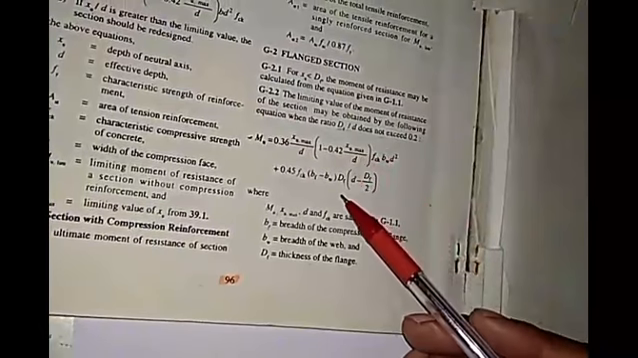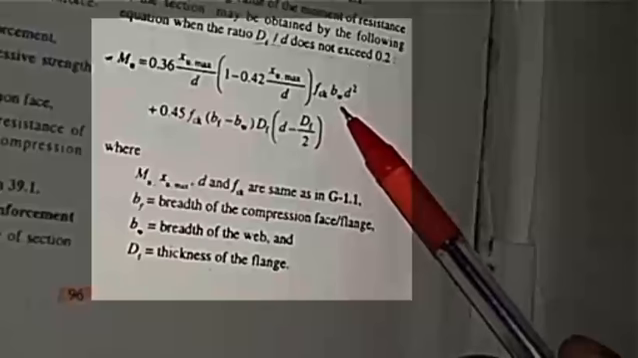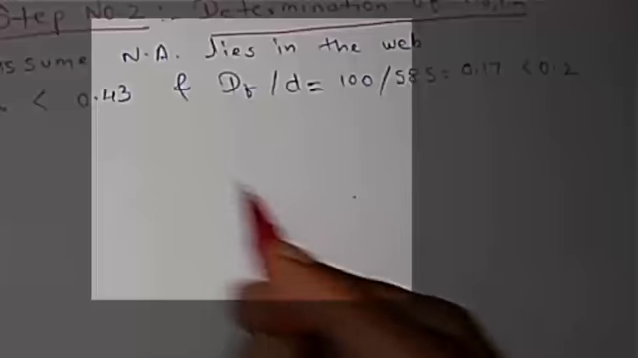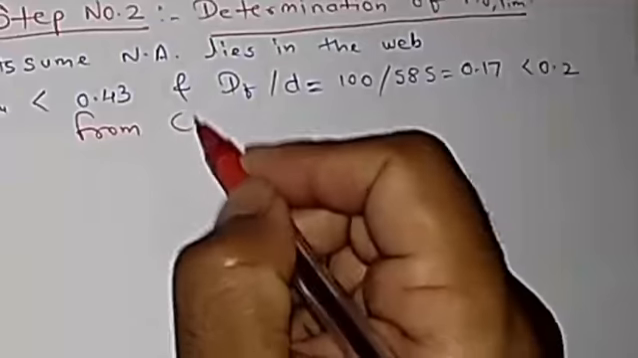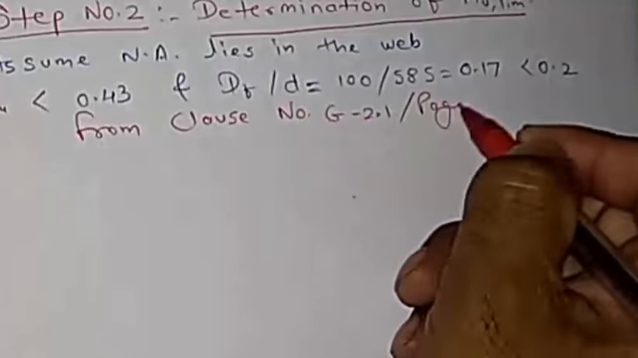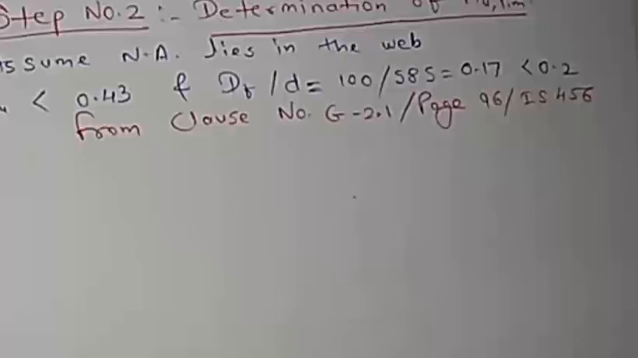So that's the same formula as you have seen in the earlier clause, G2.1. That is the formula: MU equals 0.36 XU max by D into 1 minus 0.42 XU max by D, fck BW D square, plus 0.45 fck into BF minus BW into DF into D minus DF by 2. This is the formula we are going to use, from clause number G2.1, page 96, IS 456.